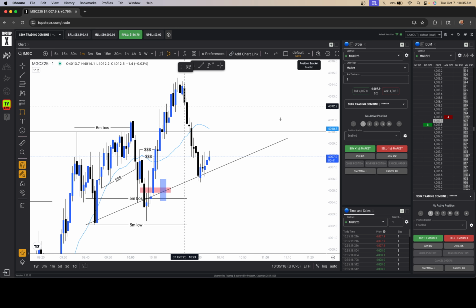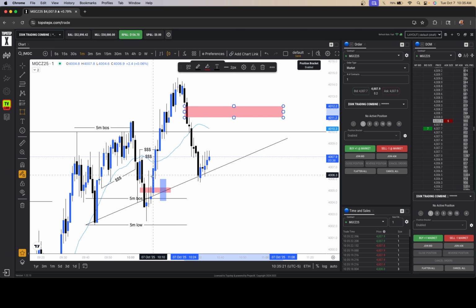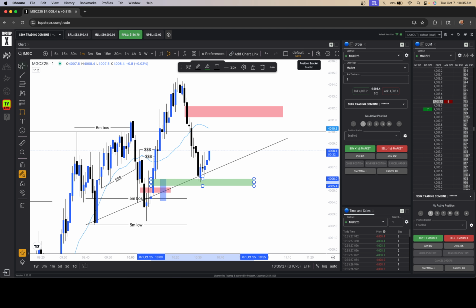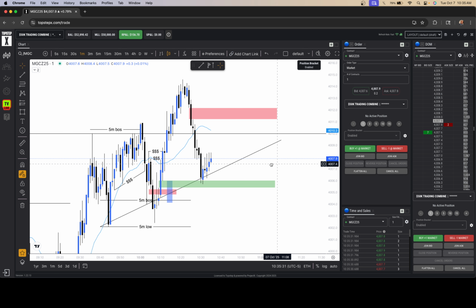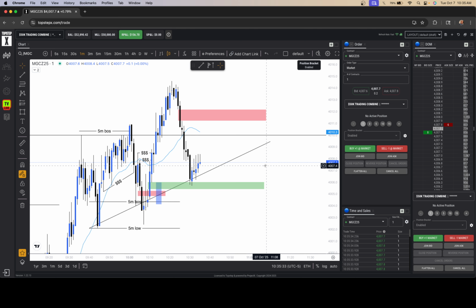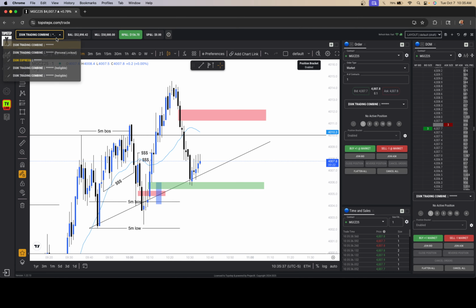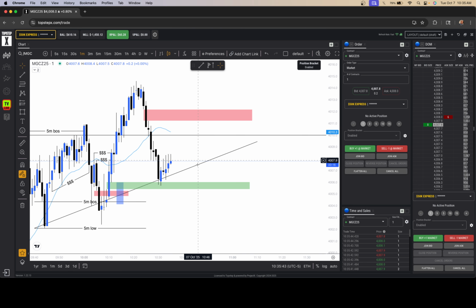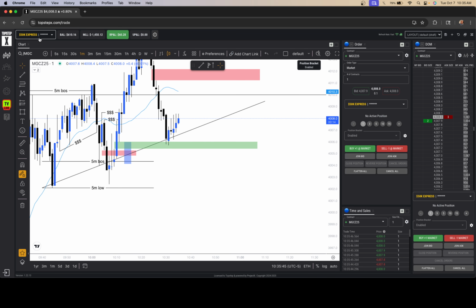So I'm expecting price to come up into here and then reject us to go lower. And once again, like I said, the key is not to marry your bias. Don't marry what you think is going to happen. Analyze price and try to understand what it's telling you in the moment.